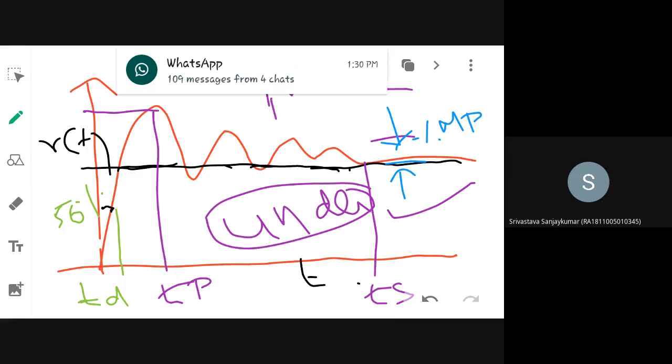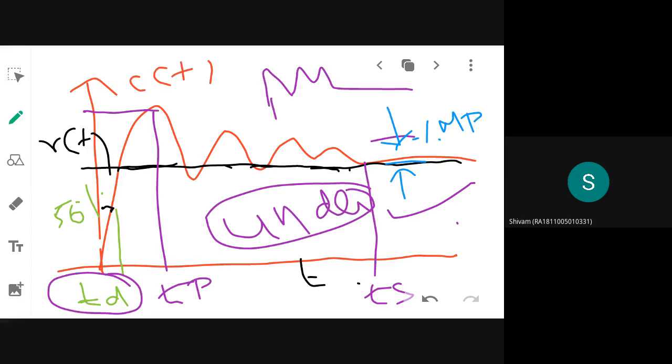Now let us define each and every term. The first term that I am going to define is TD. What does TD represent? Delay time. This is 100% of the steady state value. This is my 50%. So the time taken by the response to reach how much percent is called delay time?